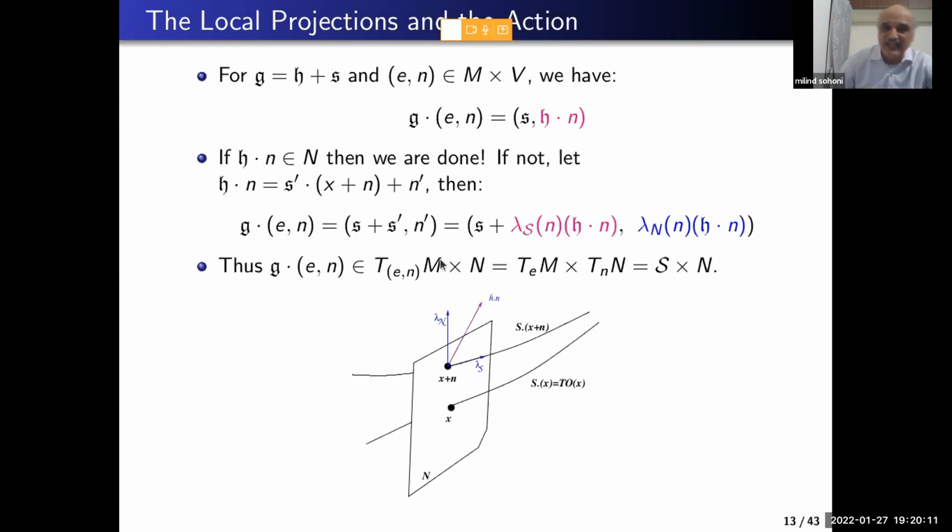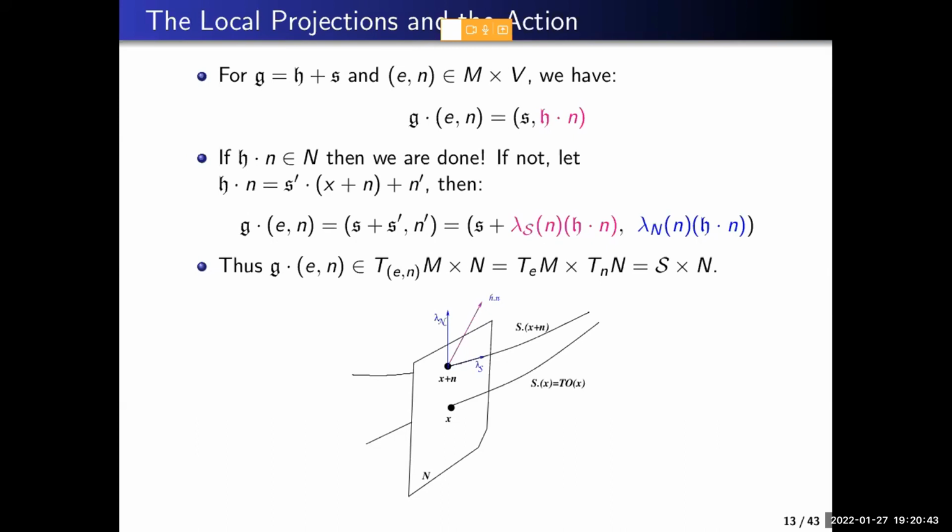So here is the final action. So I solve H dot N equal to S prime X plus N prime, right? So there is a vertical component and a horizontal component, and then the action is G dot N equal to S plus S prime, this part plus the S part coming from here, and then the N part is this lambda N, which is the N prime, and this is the S part. So this is the action of G on this slice.